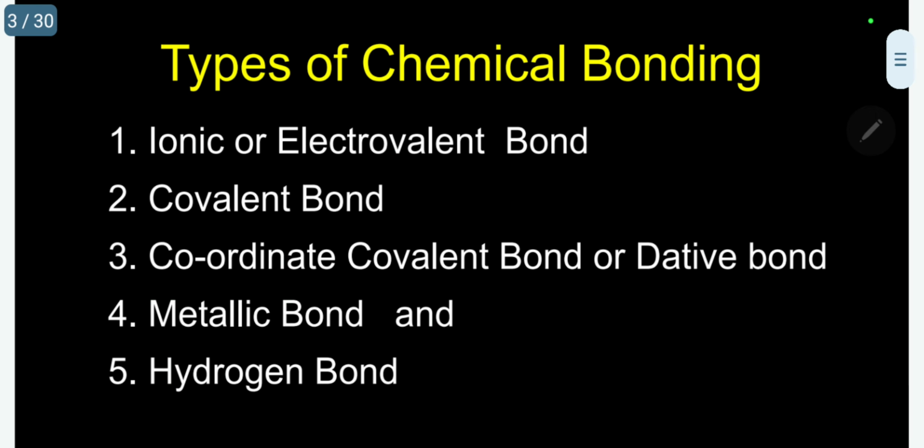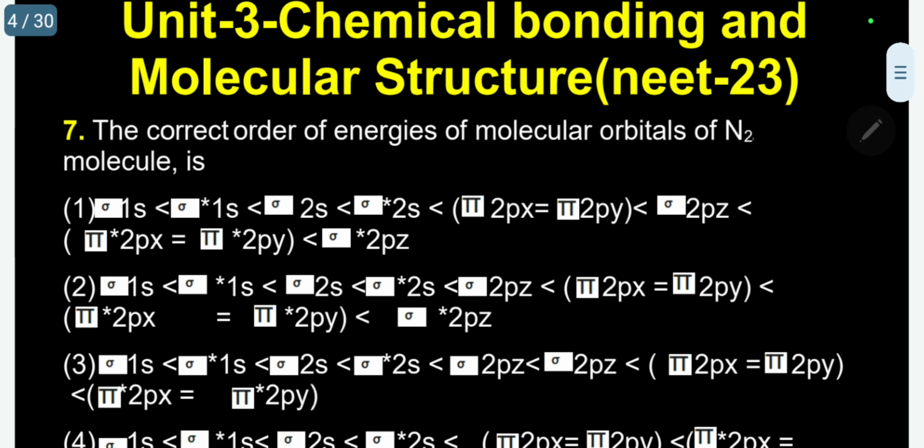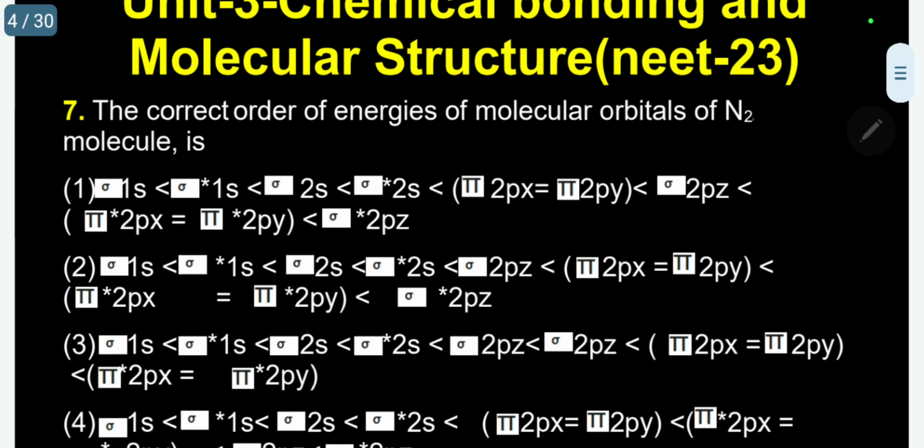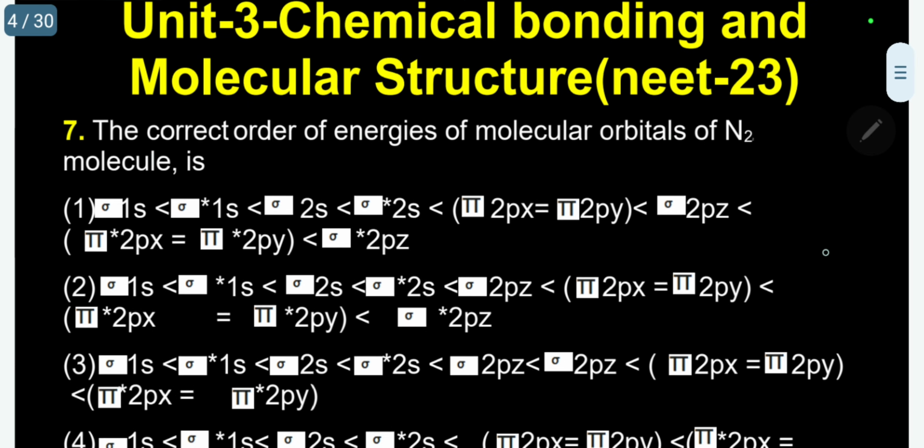Then the third bond, coordinate covalent bond. Specific example, ammonium ion formation: ammonia plus H plus giving ammonium ion, a coordinate bond. Then metallic bond, hydrogen bond. So only if you have a clear idea without any doubt, you can answer all the questions asked in the NEET. Now, today I am going to discuss the NEET question paper under this part 2.